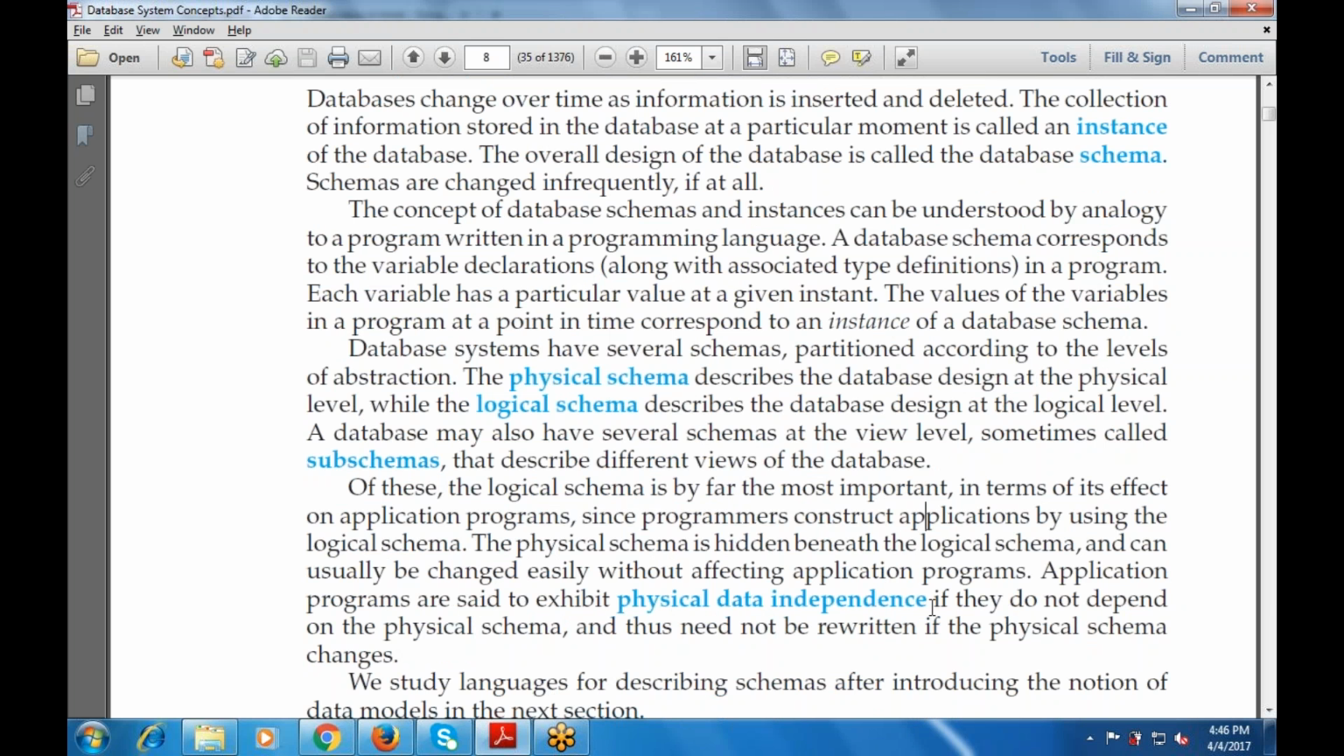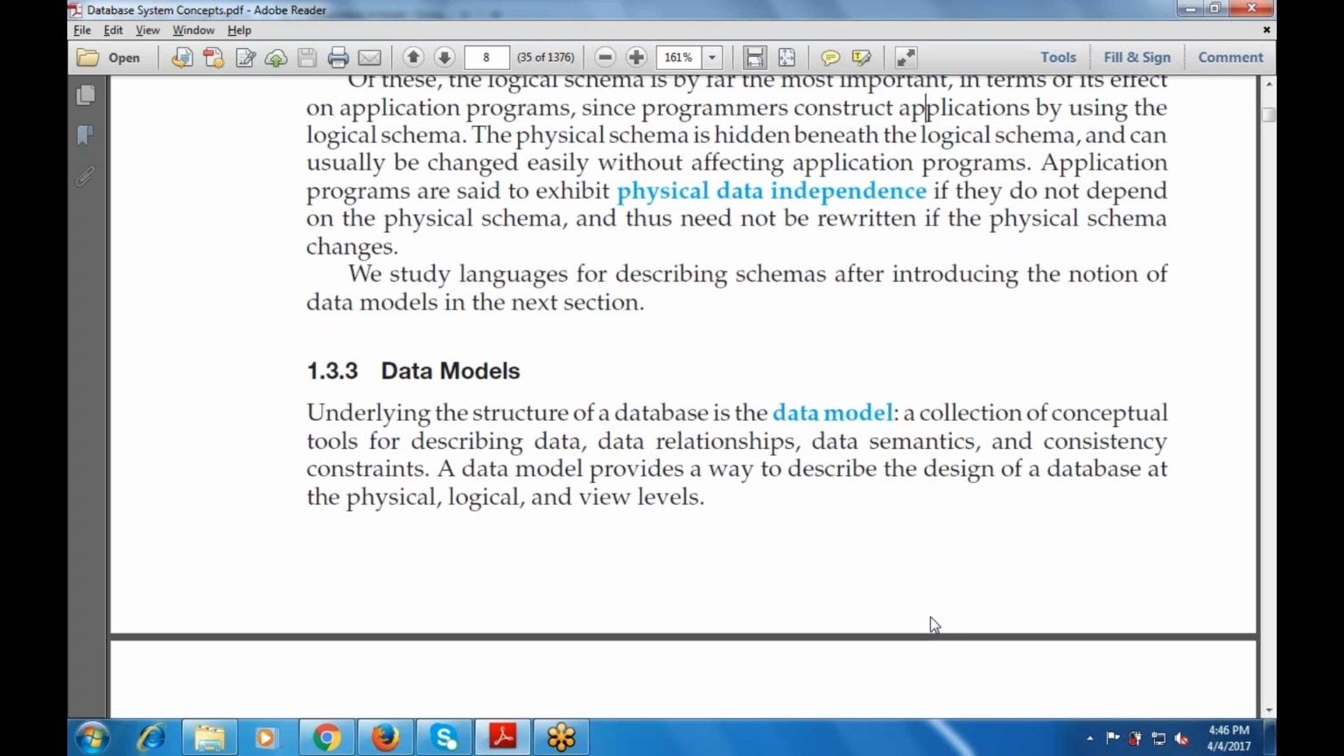And the physical schema is hidden beneath the logical schema and can usually be changed without affecting the application programs. Application programs are said to exhibit physical data independence if they do not depend on the physical schema, and therefore need not be rewritten if the physical schema changes.